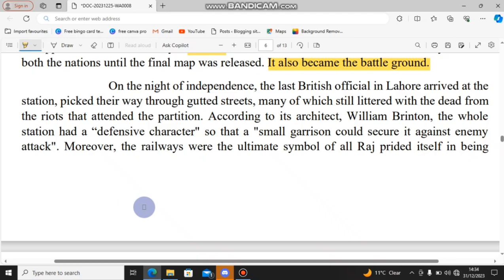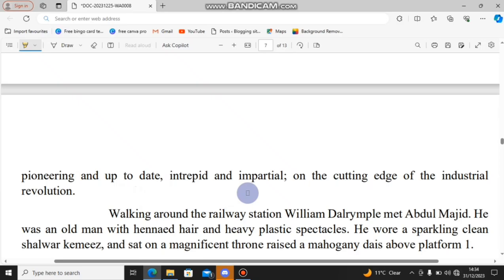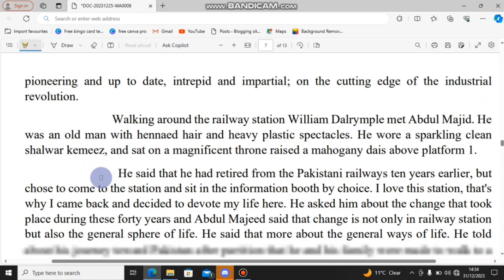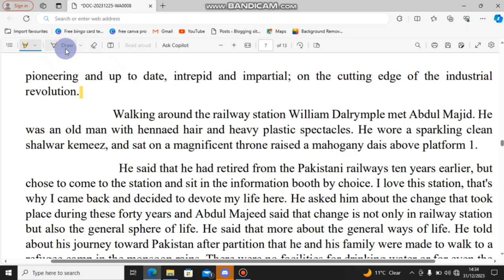Walking around the railway station, William Dalrymple, who was the author of this article, met Abdul Majid. He was an old man with hennaed hair and heavy plastic spectacles. He wore a sparkling clean shalwar kameez and sat on a magnificent throne raised on a mahogany dais above platform 1. So students, you have to write the analysis of this article. Start from here, walking around the railway station. So moving on to the next passage.